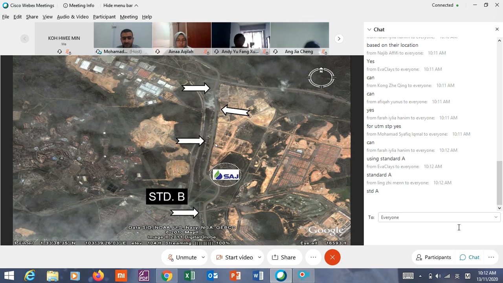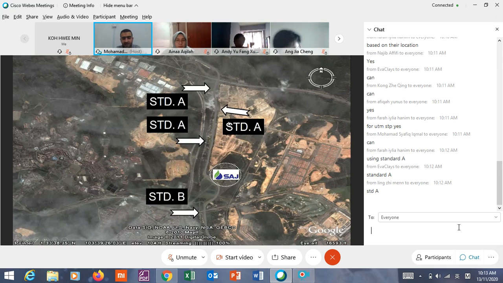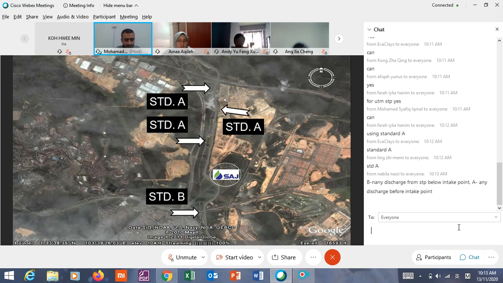Okay. So this one is standard B, but this one has to be standard A. Same for the others. All the others here have to be standard A. Those we call the upstream, and here we call it the downstream. The one before the intake point is called the upstream. The one after the intake point is called the downstream.